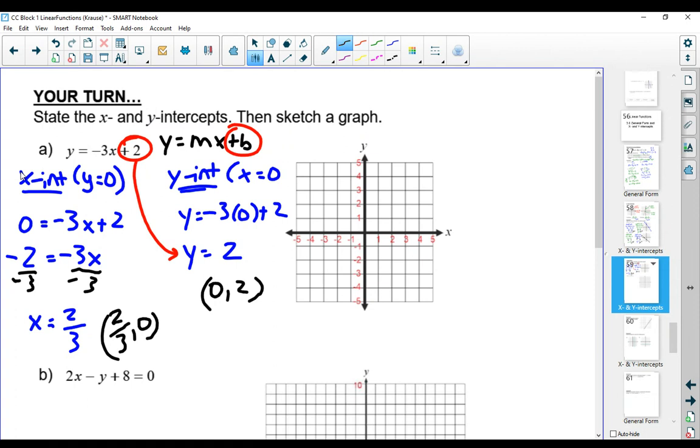So we plot our points here, 2/3. 2/3 is about there. My board's a little bit off here. And (0, 2). And again, ideally using a straight edge. I'm not using the ruler today just to save some time.